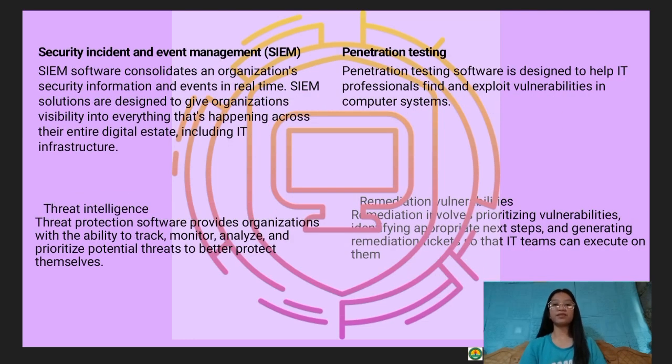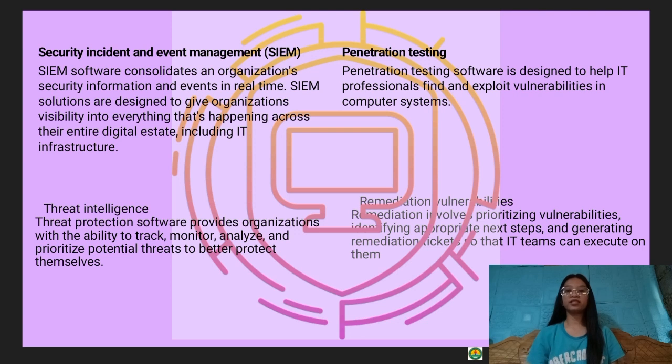Security Incident and Event Management (SIEM). SIEM software consolidates an organization's security information and events in real time. SIEM solutions are designed to give organizations visibility into everything that's happening across their entire digital estate, including IT infrastructure.